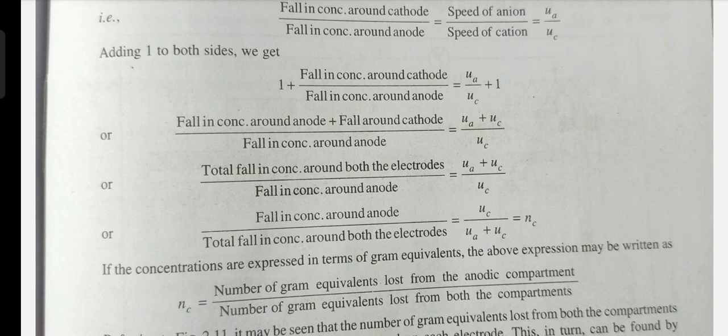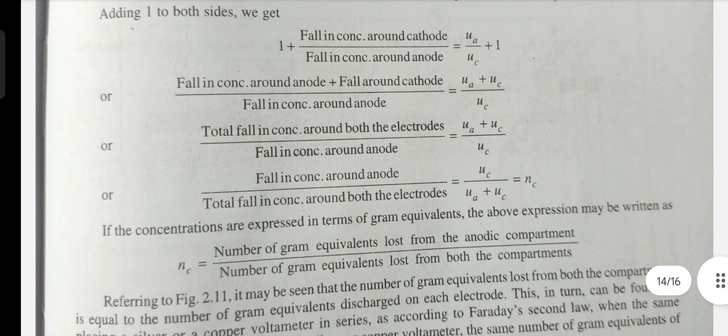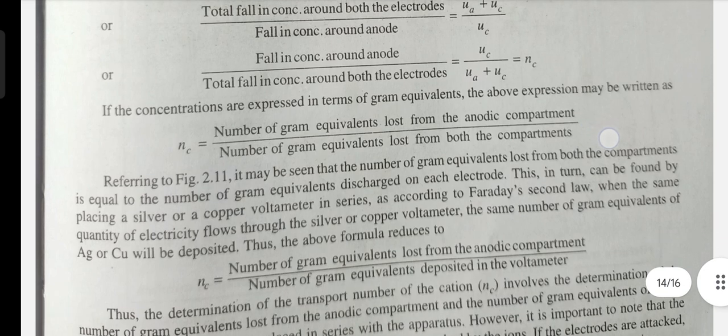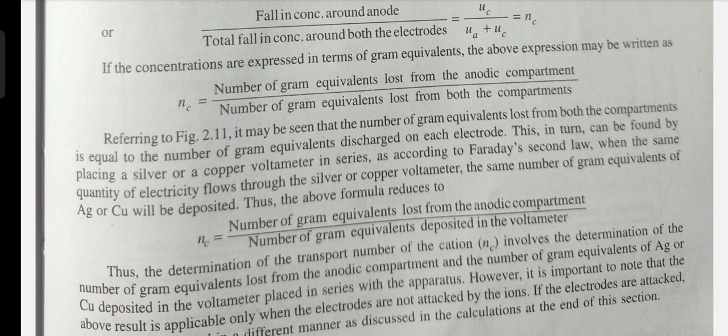Total fall in concentration around both the electrodes upon fall in concentration around anode is equal to UA plus UC upon UC. So fall in concentration around anode upon total fall in concentration around both the electrodes is equal to UC upon UA plus UC, which is equal to Nc. If the concentrations are expressed in terms of gram equivalents, the above expression may be written as Nc is equal to number of gram equivalents lost from the anodic compartment upon number of gram equivalents lost from both the compartments. It may be seen that the number of gram equivalents lost from both the compartments is equal to the number of gram equivalents discharged on each electrode.